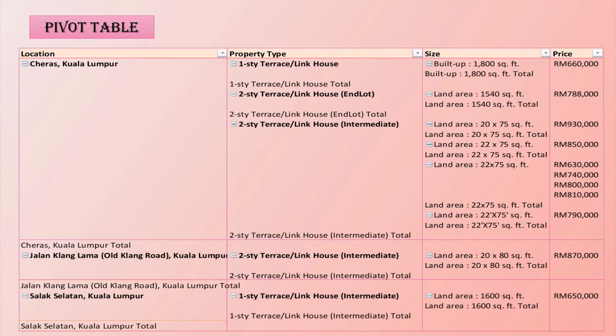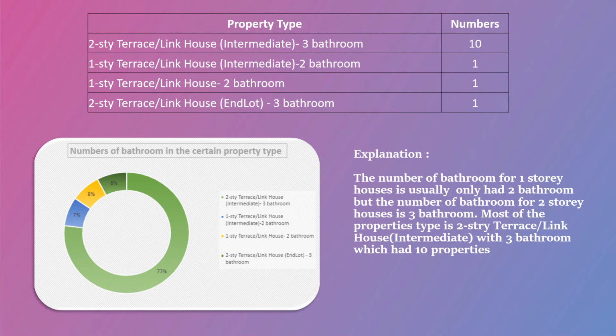Based on the 13 properties that have been filtered out previously, we have made a pivot table using Excel for you to get a better understanding of what we are presenting now. A pivot table can summarize, sort, and reorganize data. This table is formed based on the 13 data that have been filtered out before.